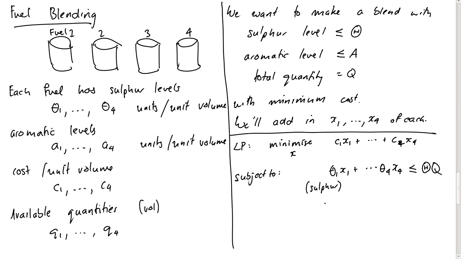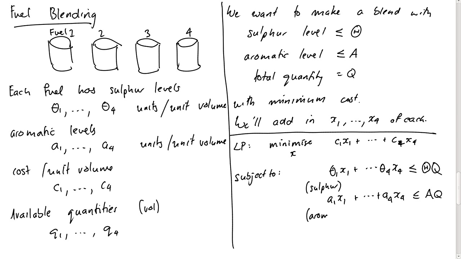Right, my aromatic one looks just the same. It's not thetas anymore: A1x1 plus etc. plus A4x4. That's got to be less than or equal to A Q. Okay, capital theta and A are specified per unit volume, so we've got to multiply it by the total volume Q.